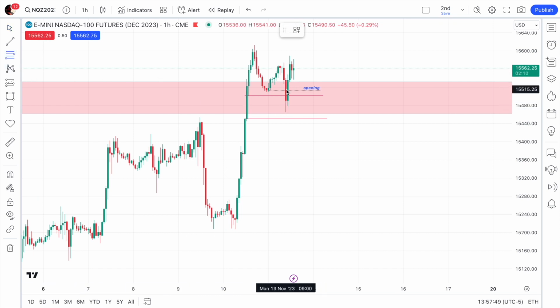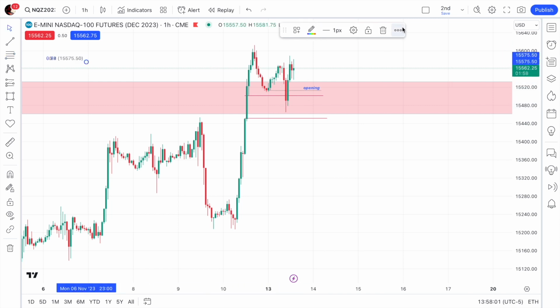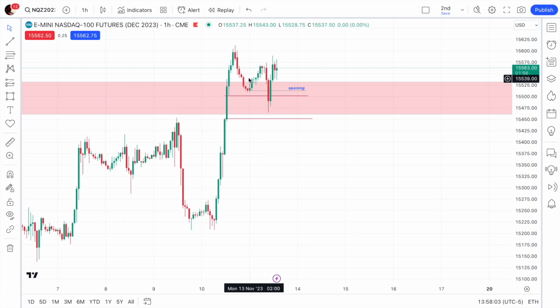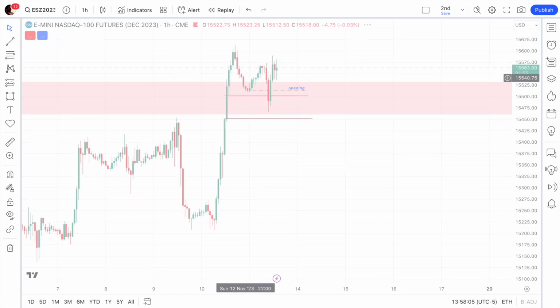And as soon as I saw this 9 o'clock candle trade down and then close at the upper portion of this inefficiency, that right there was a key signature that allowed me to trust longs going into the morning here. So let's go over to the ES quick.